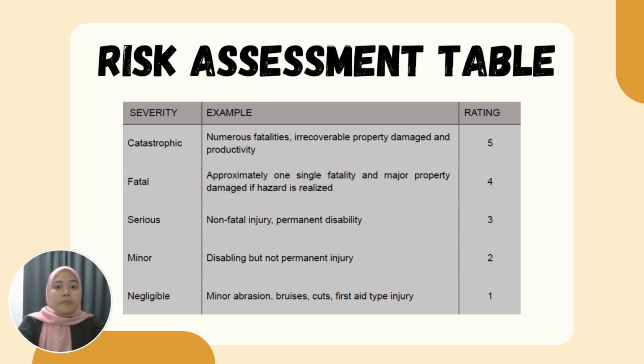Number 2, fatal. This is where there might be one death and significant property damage. This gets a rating of 4. Number 3, serious. Here, someone may get hurt permanently, but it's not fatal. This level is rated 3. Number 4, minor. This includes injuries that are disabling but not permanent. It gets a rating of 2.